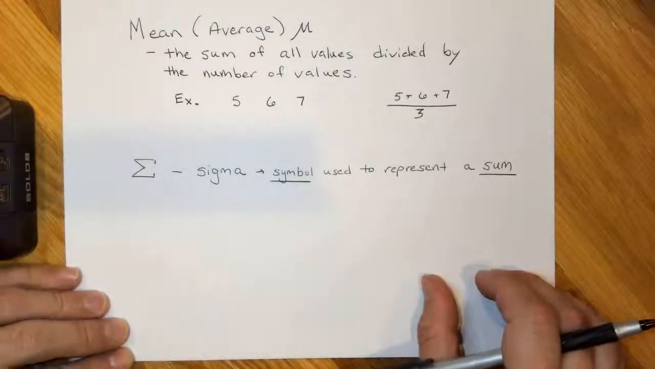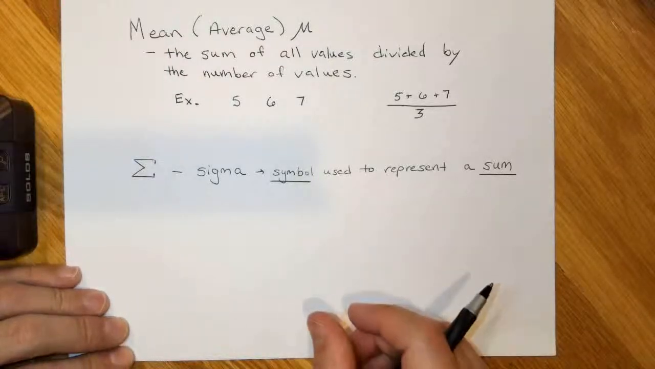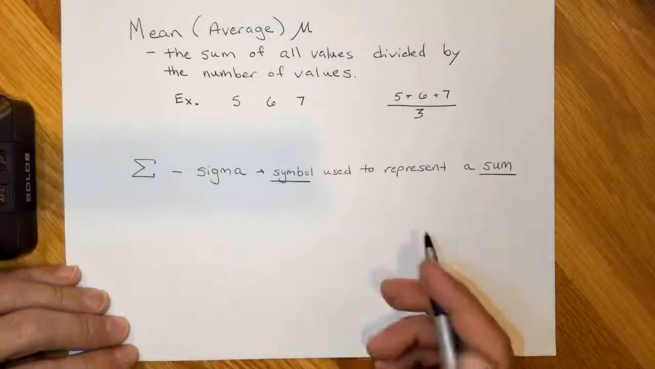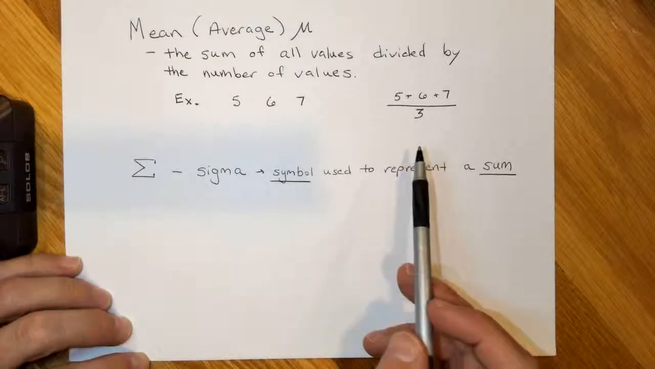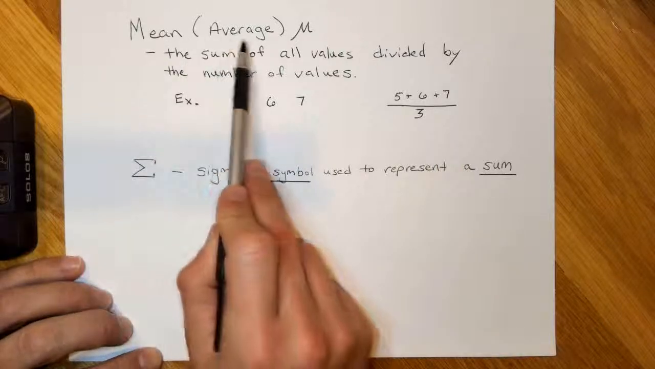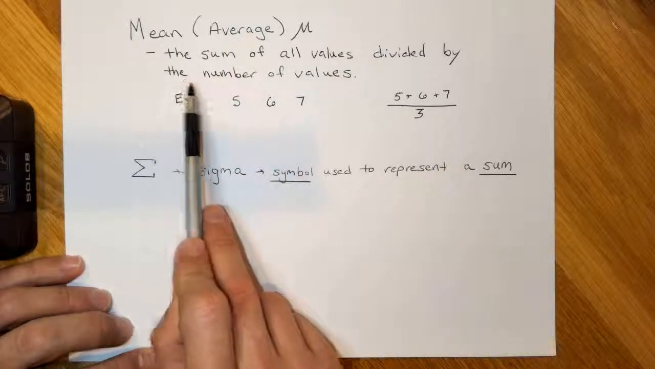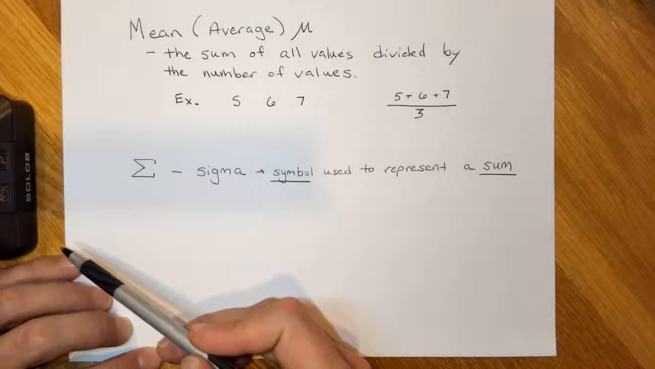Okay, we're going to explain the mathematical formula for representing a mean. Let's review real quick what a mean is. Mean is the average. It is the sum of all the values divided by the number of values.